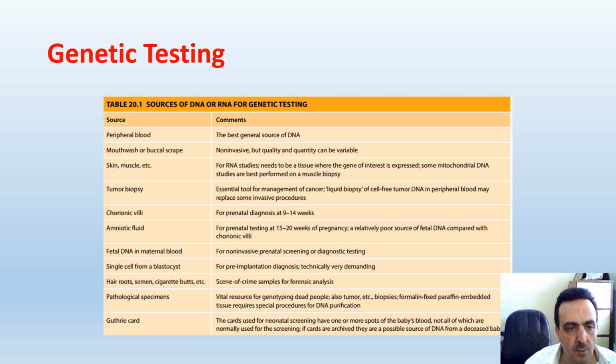We can take biopsies from cancer. For prenatal diagnosis, we can use chorionic villi or amniotic fluid to get some cells from the embryos as well. And the Guthrie card is quite good too because it's just a piece of paper that we can collect blood from newborn babies in order to do the genetic testing later on.